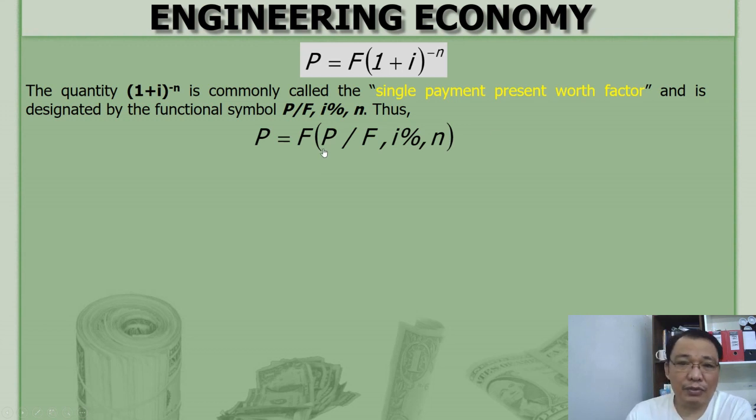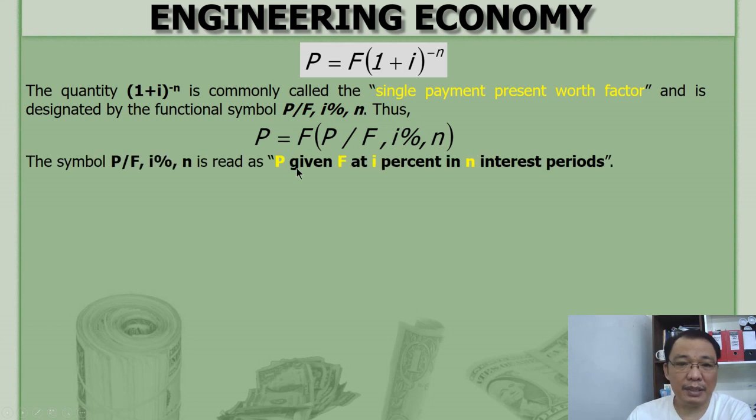So you will not get confused with F slash P and P slash F: with P slash F, P is the unknown, given F. Meaning, given F, you solve for P. Just a hint: P given F at i percent in n interest periods. Okay.